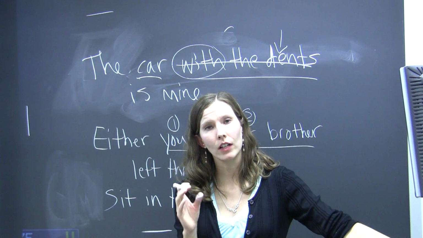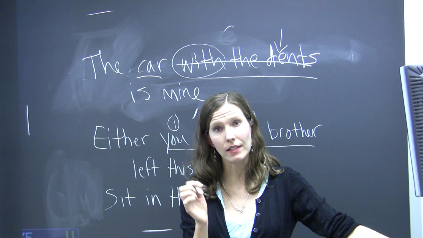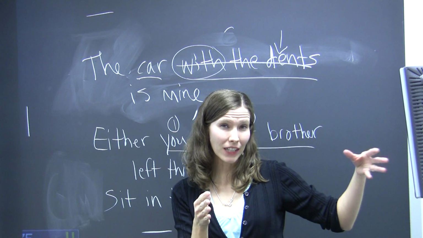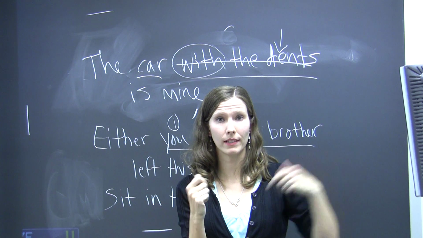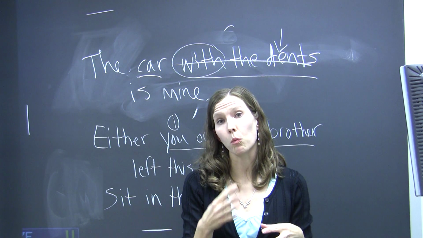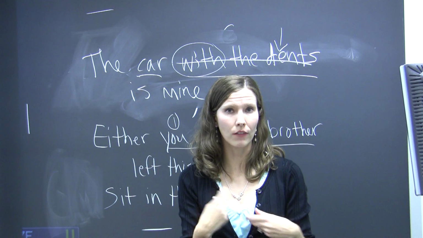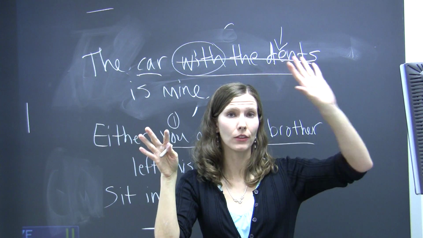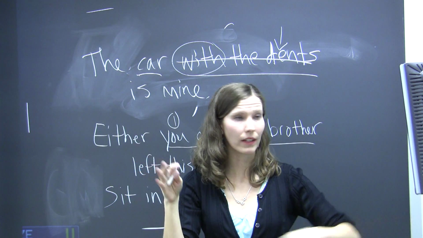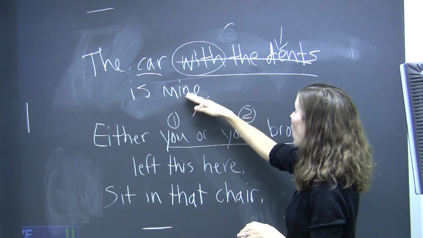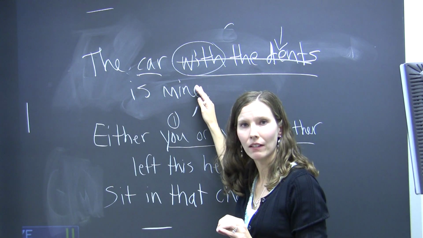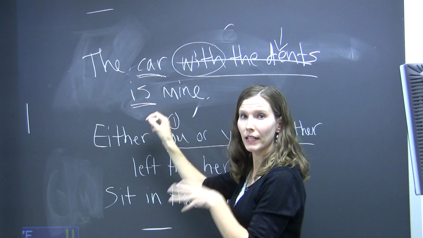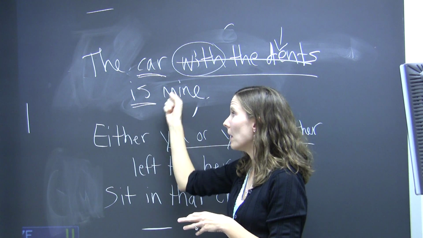Okay, so again, a complete sentence needs two things. It needs a subject and it needs a verb. The subject usually comes at the beginning of the sentence. It tells who or what the sentence is about. The verb is what the subject is doing. It's the action of the sentence, or it shows the connection between the subject and the rest of the sentence. So for example, the car with the dents is mine. Car is the subject, is the verb that explains the connection between the car being mine.